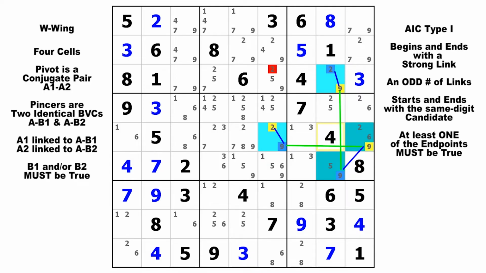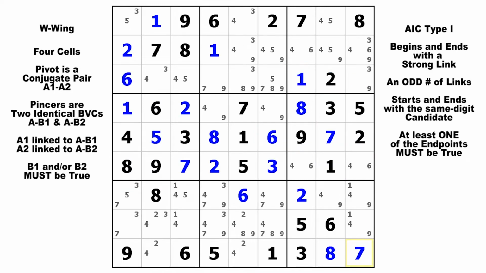But you don't have to visualize the chain each time. Just familiarize yourself with this pattern, and now because you know that this technique is going to work, you don't have to think about the chain anymore. You can just see this configuration and eliminate that red 2. Okay, let's go to the next one.